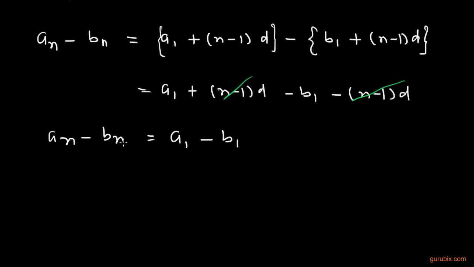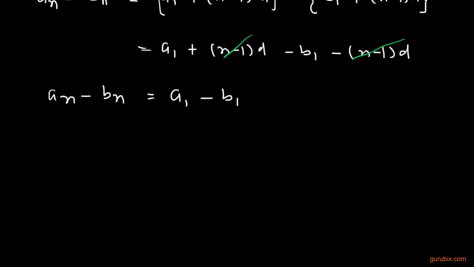So what we observe here is that the difference between the nth terms of these two APs is equal to the difference between their first terms. So it is given to us that the difference between their 100th terms is 100, and this will be equal to a1 minus b1, and here this holds for all n, where n is a natural number.